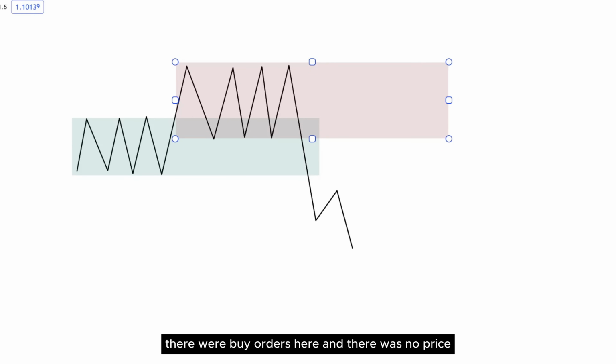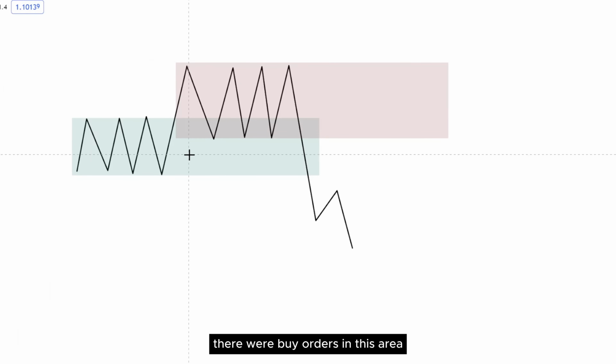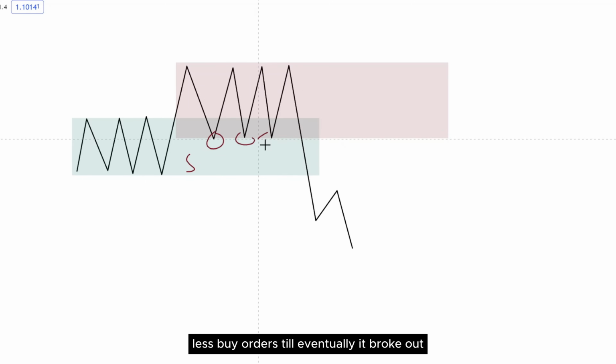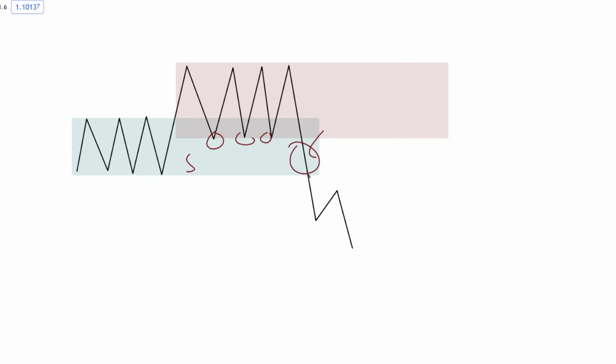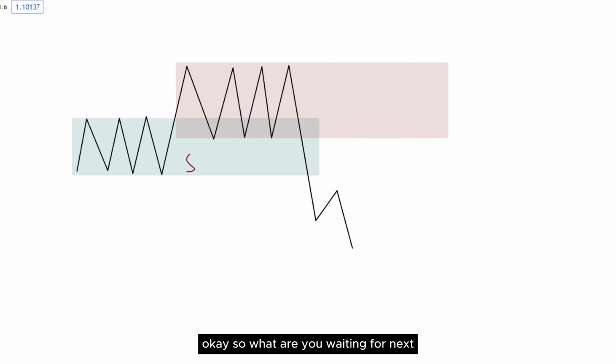There were buy orders here. There were buy orders in this area. And as price was tapping it, there was less buy orders till eventually it broke out. And what happened here is this is where more sell orders from this base were injected to completely take over this area. So what are you waiting for next?